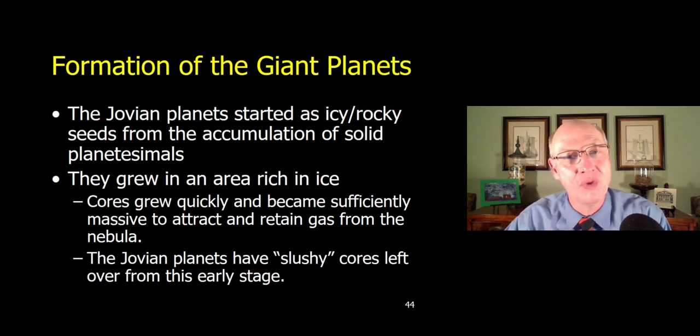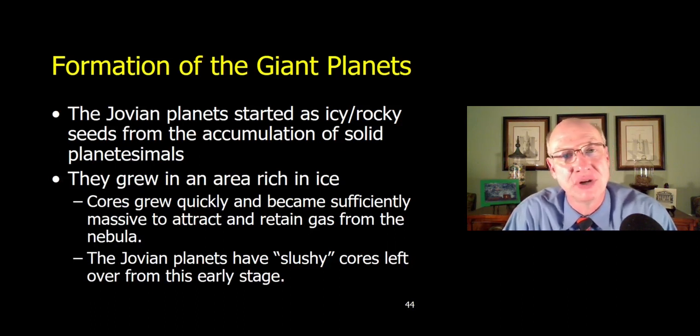And they grew with all this ice so big and so fast that they became sufficiently massive that their gravity could start pulling hydrogen and helium gas out of the nebula. And today, their masses are dominated by all that hydrogen and helium gas that they pulled in. And deep down at the center of Jupiter, we don't know exactly what's down there, but we certainly know that it is hot enough today that icy materials do not exist as we would consider ice.